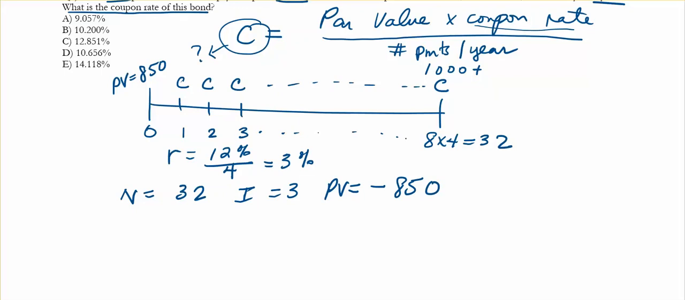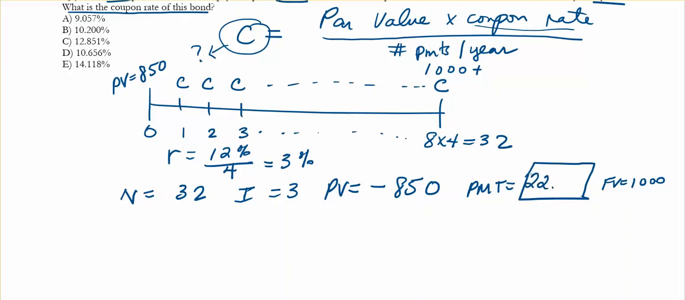Very important to note, I'm making the PV a negative. The PV must be the opposite sign of the FV. If you have a hard time remembering, think about buying the bond. If you buy the bond, you will pay $850 and you will receive $1,000 in 8 years. So they have to have opposite signs.